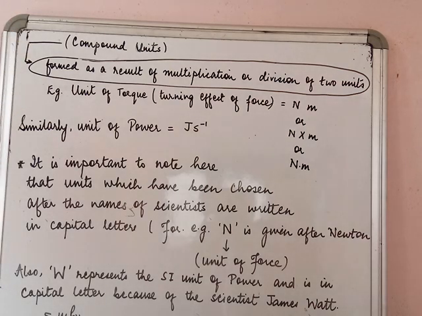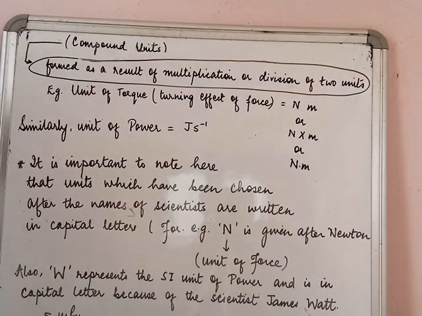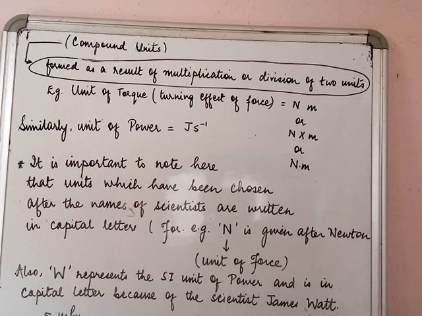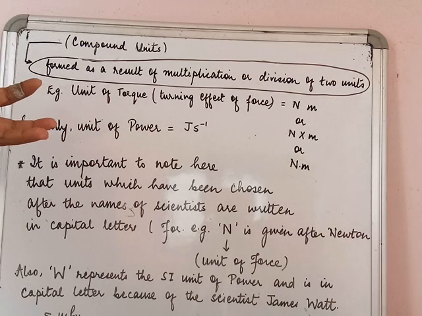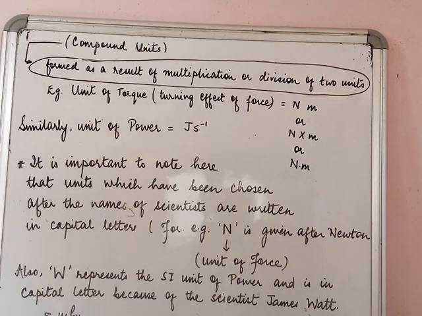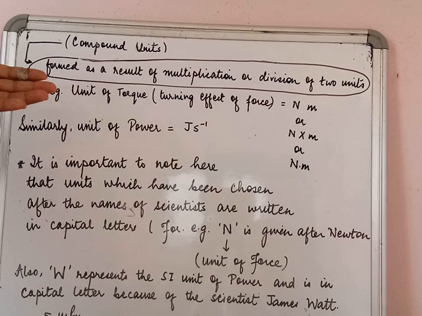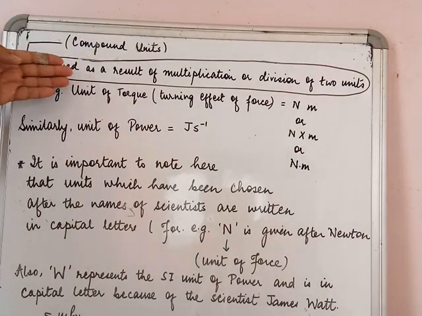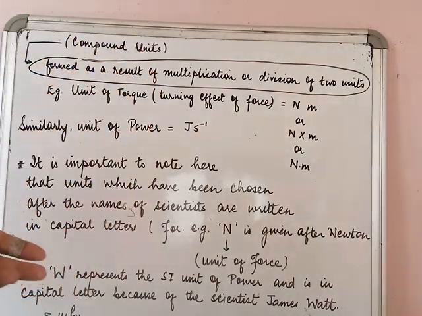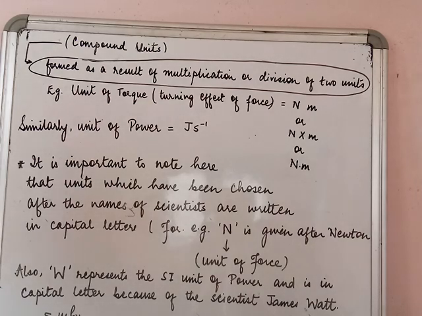Now, an obvious question that will arise in your minds after reading this statement is: what is the difference exactly between a compound unit and a derived unit? Because if you remember correctly, in derived units also we had said that a derived unit is a combination of two or more fundamental units. Here also we are saying that compound units are formed as a result of multiplication or division of two units. So what is the exact difference?